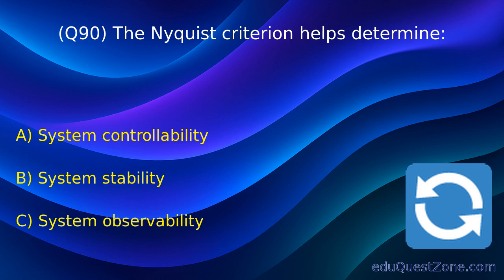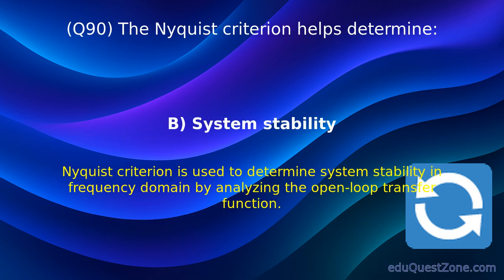Question 90. The Nyquist criterion helps determine. The correct answer is B, system stability. Nyquist criterion is a frequency domain method to determine closed-loop stability.